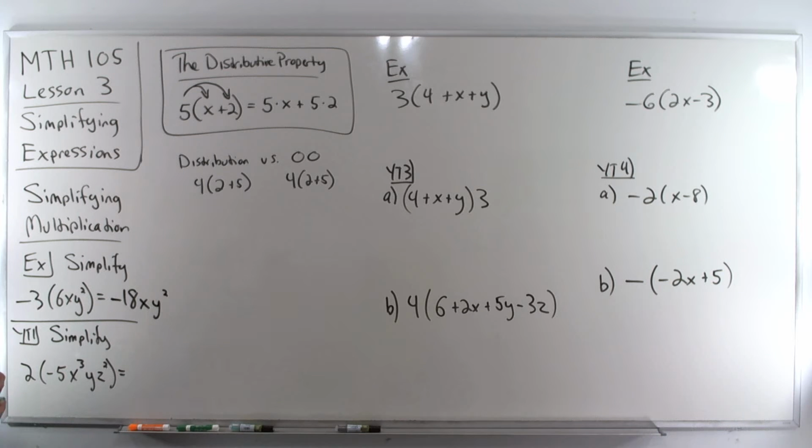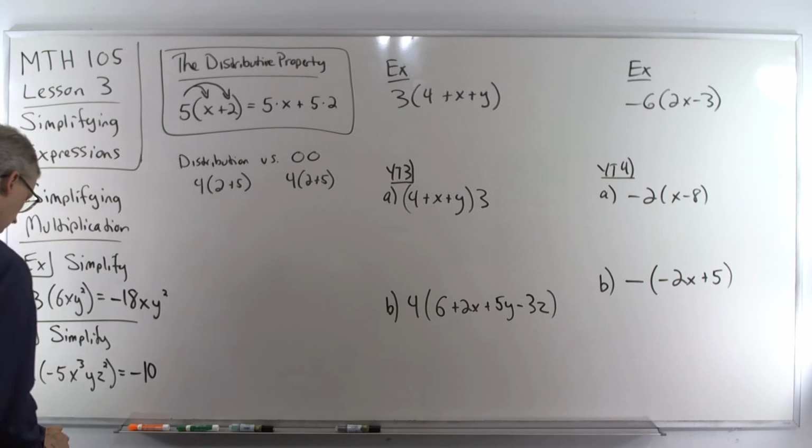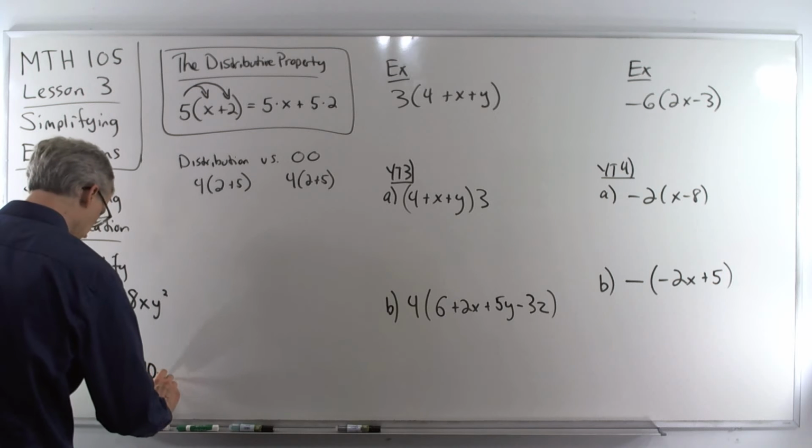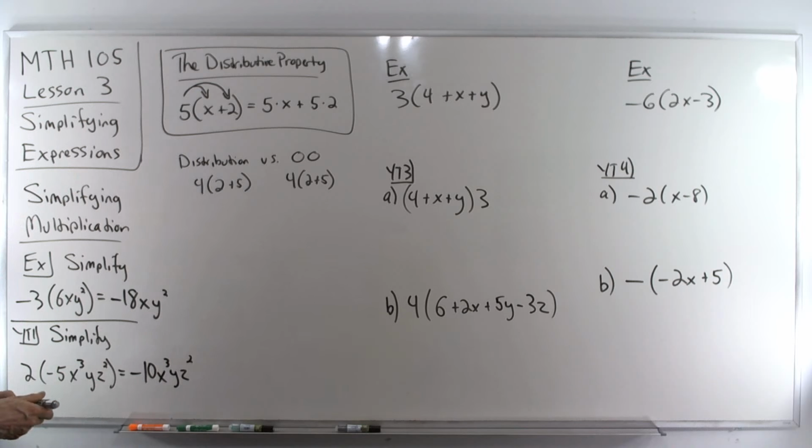Your turn, number 1. And just a reminder, I don't pause the video, so go ahead and pause it, do the problem, and restart. All right, 2 times negative 5 is negative 10. And the variable part remains x to the third, y, z squared.